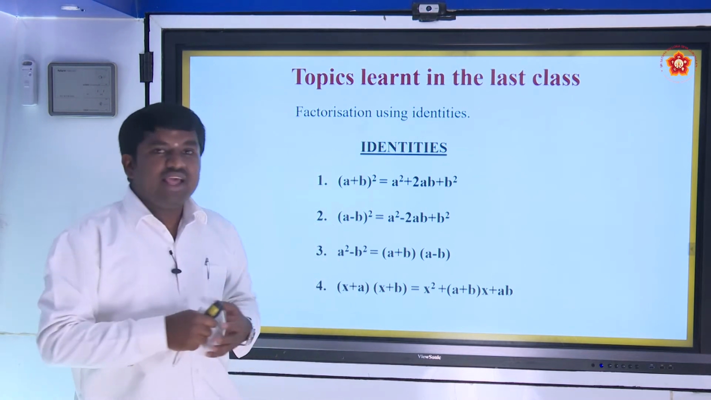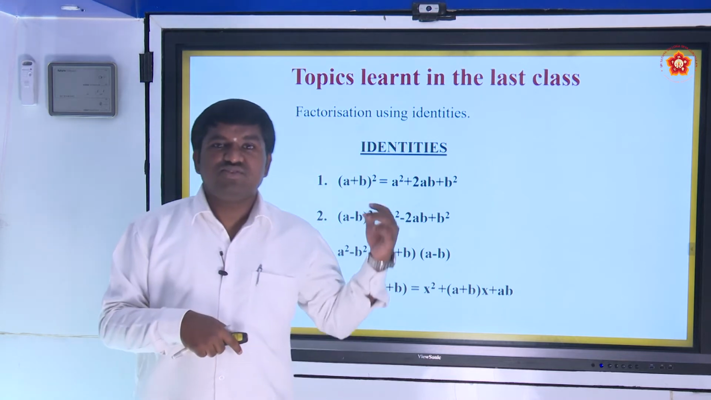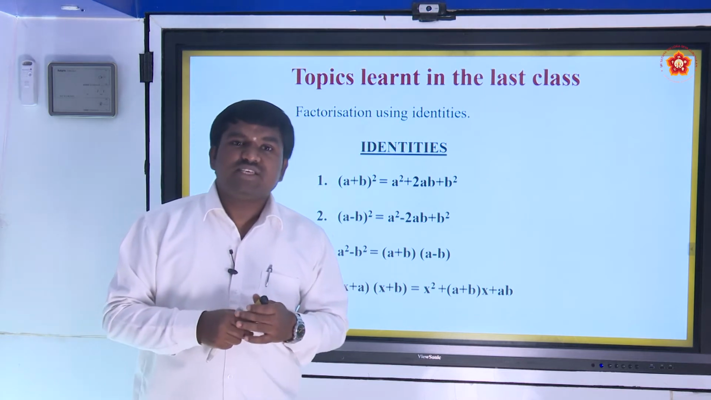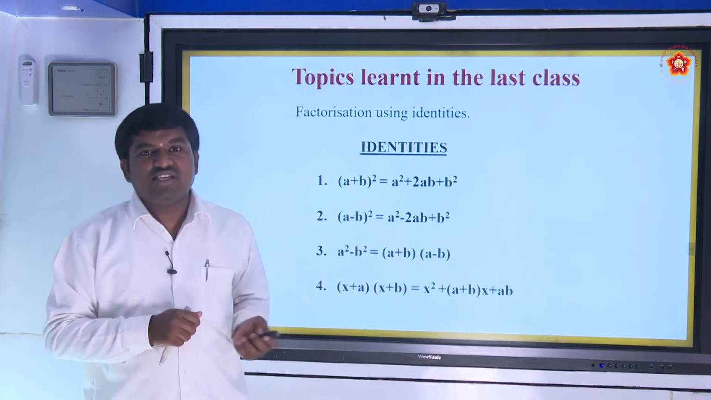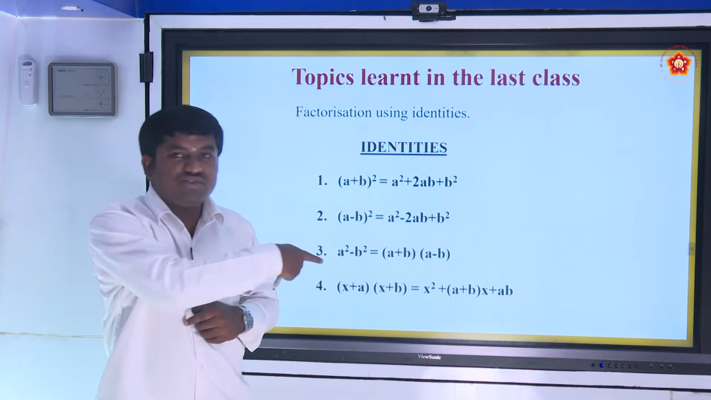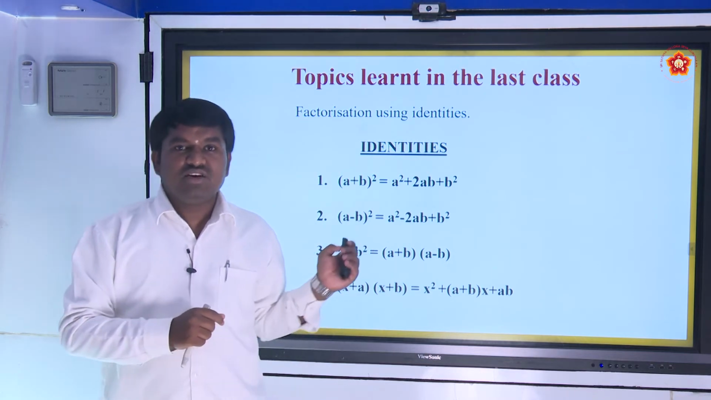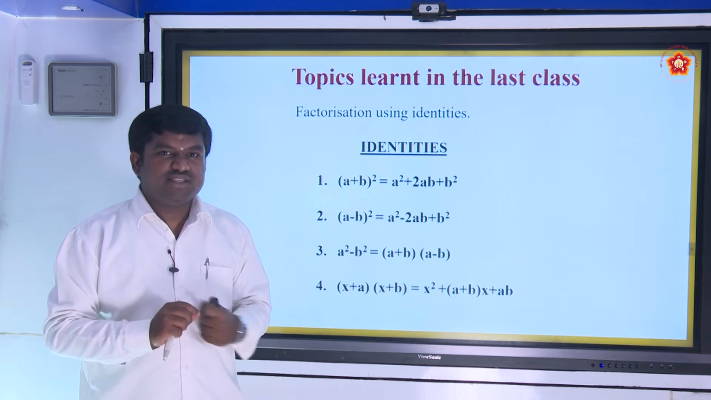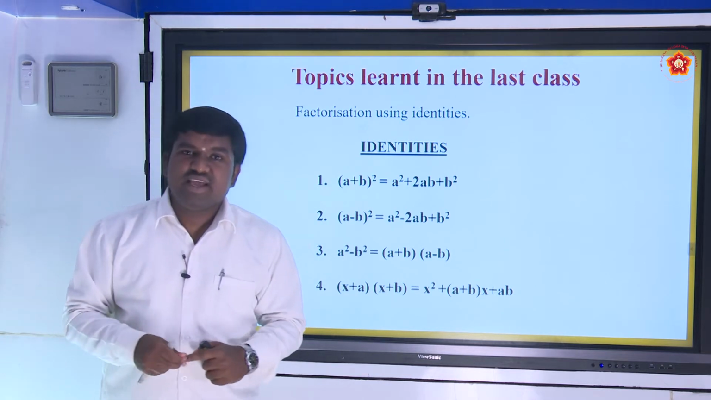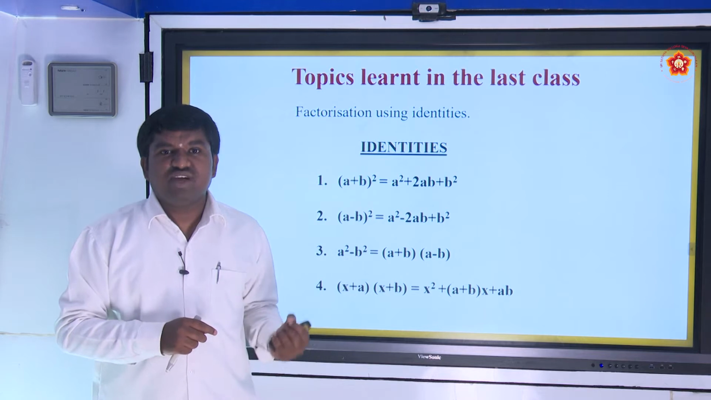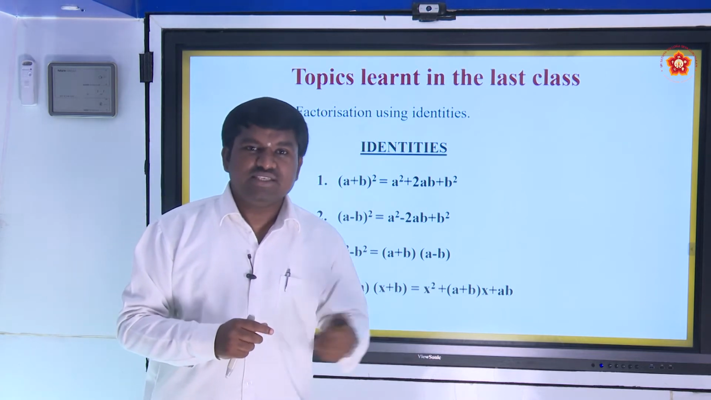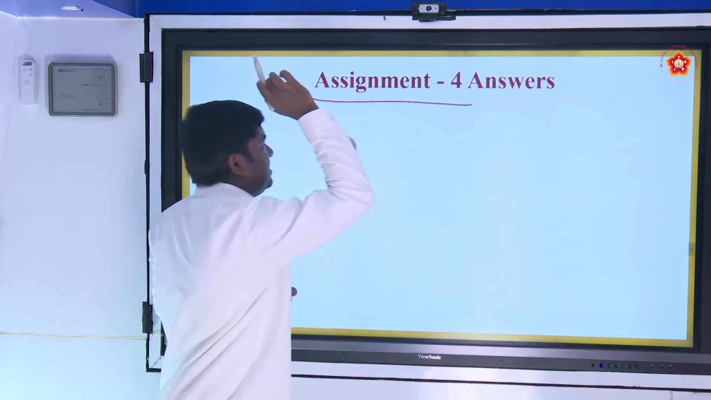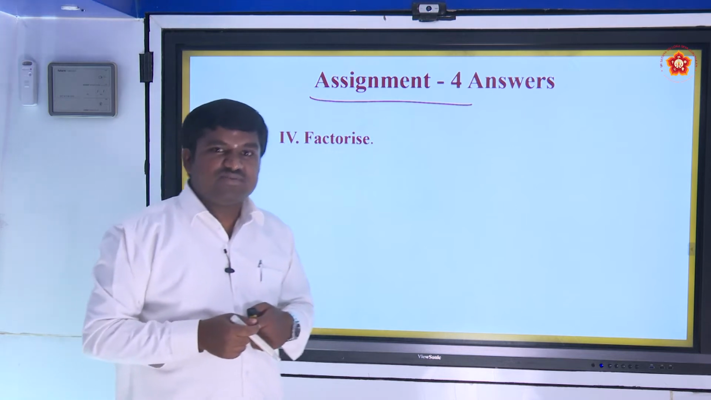First one, (a plus b) whole square is equal to a square plus 2ab plus b square. Second one, (a minus b) whole square is equal to a square minus 2ab plus b square. Third one, a square minus b square is equal to (a plus b) into (a minus b). And fourth one, (x plus a) into (x plus b) is equal to x square plus (a plus b) x plus ab. Yes, I gave a small assignment, then we will check the answers for that.